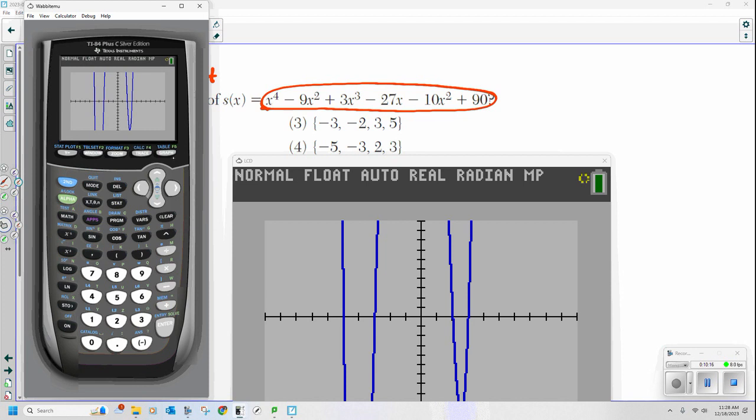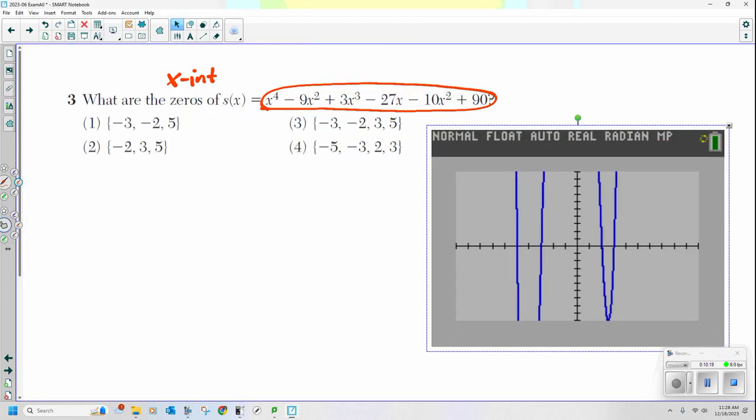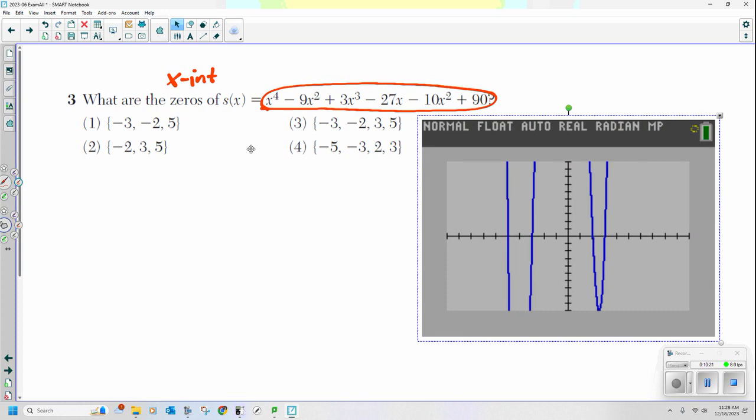4 spots. I'm going to look at this graph and say to myself, right here where x is 3, right here where x is 2, right here where x is -3, and right here where x is -5. So my answer should have all 4 of those numbers: -5, -3, 2, and 3. There you go. Choice 4.